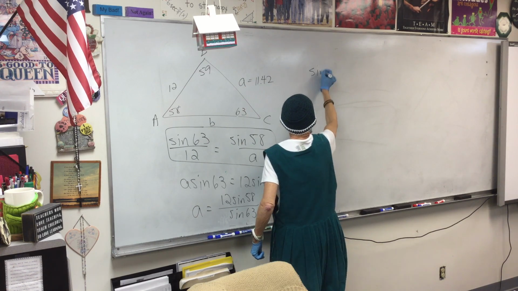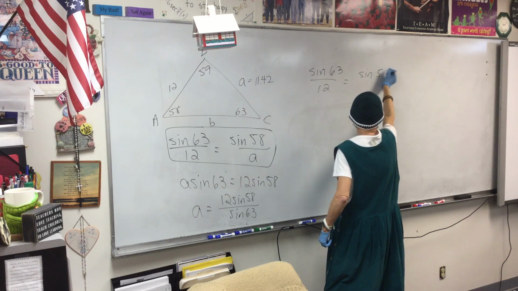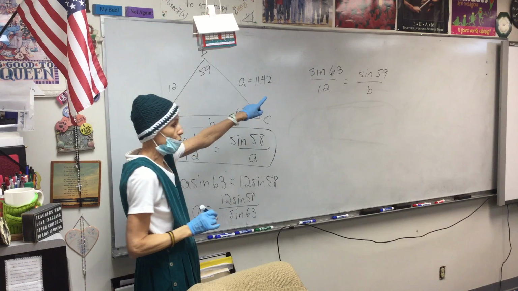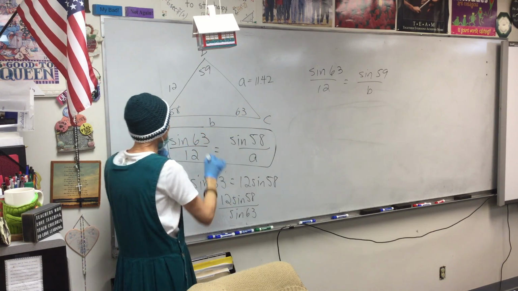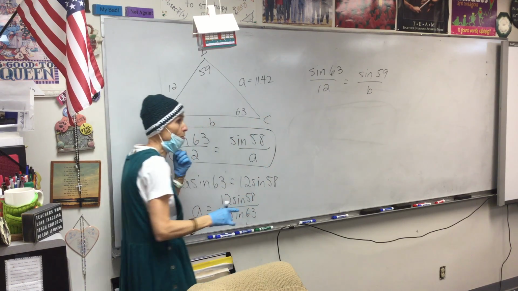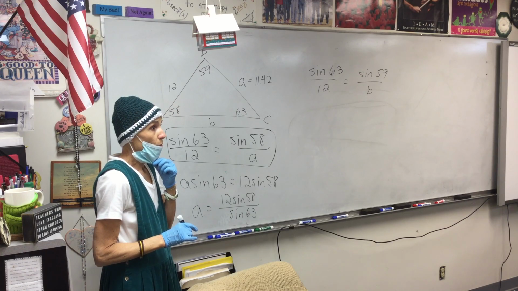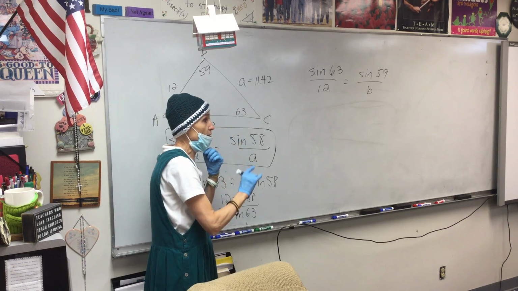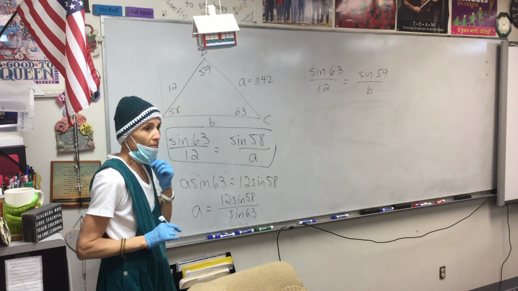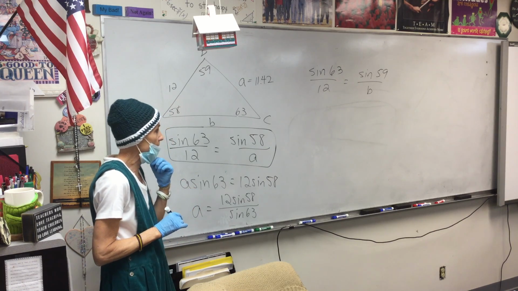Sine 63 over 12 equals sine 59 over b. Beautiful. And I love the fact that you use 63 and 12. Sometimes kids will say sine 58 over 11.42. That is not the best way to go. Can you tell me why? Why is it better to use 63 and 12? Exactly. Why would we use rounded off information if we don't have to? Sometimes we may have to, but not this time.